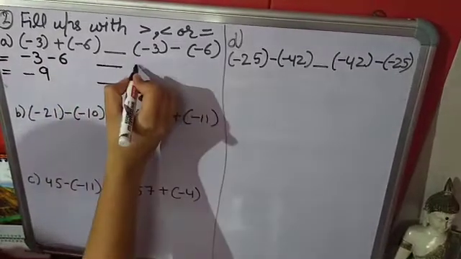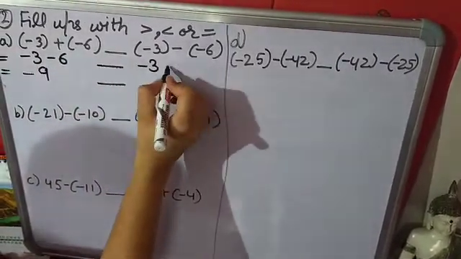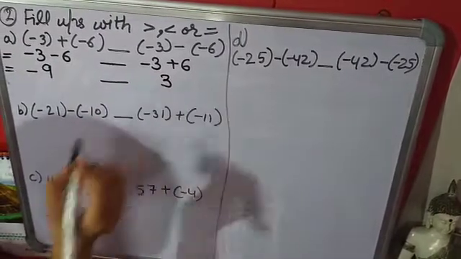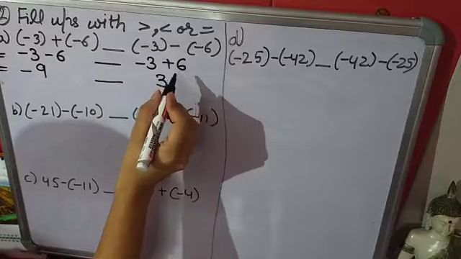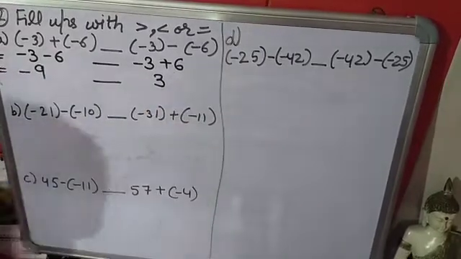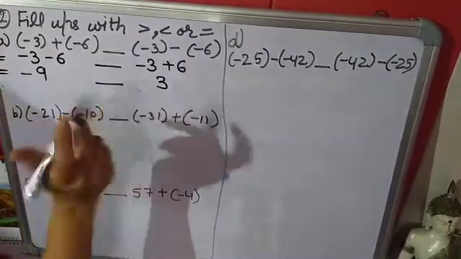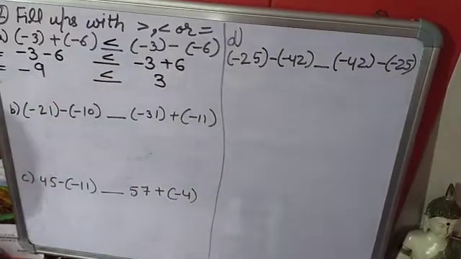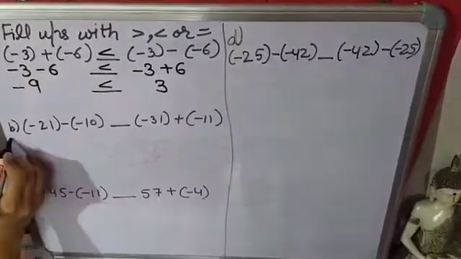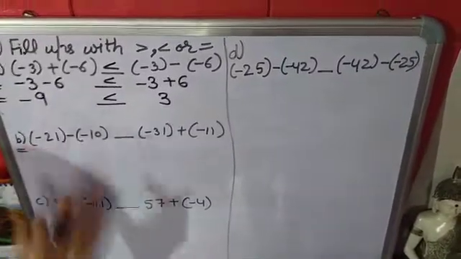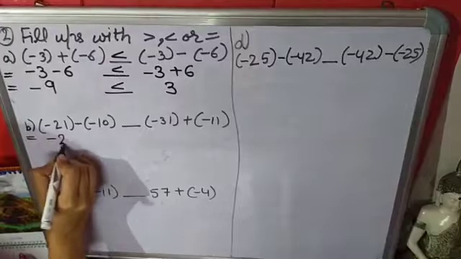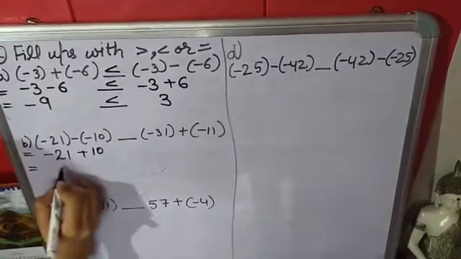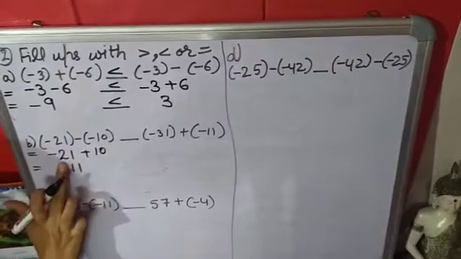Now solve this side, open the bracket, minus minus plus, minus plus minus, subtracted, and so big number is 6, the sign is plus, so positive integer. Now which is big, minus 9 or 6? Of course positive integer will be greater than negative integer. Next B part is, again we will do like this only. Solve the brackets, minus minus plus, minus plus minus, subtracted, and 21 is big.